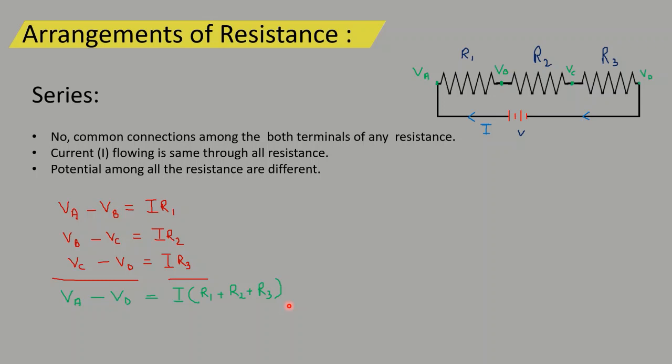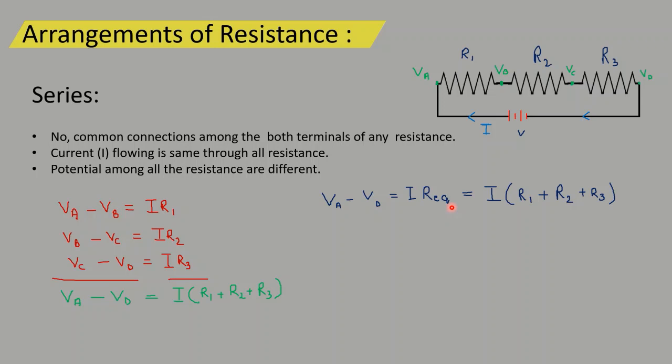Now, what is an equivalent resistance? As you can see here, equivalent resistance is such that if I replace this full set of resistances with a single resistance such that all the other conditions, that is the current flowing and the potential drop, remain the same, then that will be the equivalent resistance. Hence you can see here I have written VA minus VD is equal to I into R equivalent.